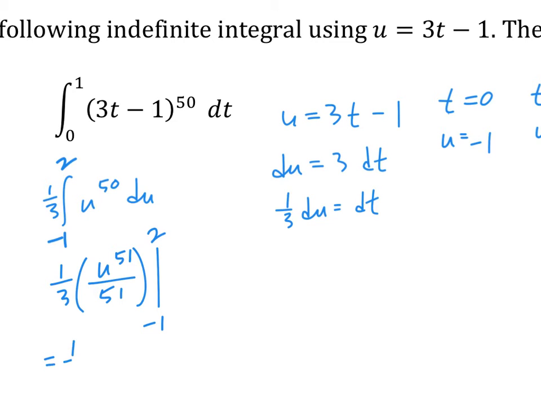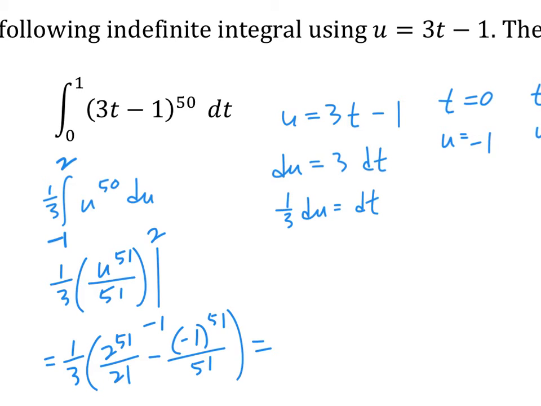So this is going to be 1/3 times 2 to the 51 over 51 minus negative 1 to the 51 over 51. I'm going to take the 1 over 51 outside, so this is going to be 1 over 3 times 1 over 51 times 2 to the 51, minus negative 1 to the 51st power. It's an odd power, so that stays negative, so this is plus 1.